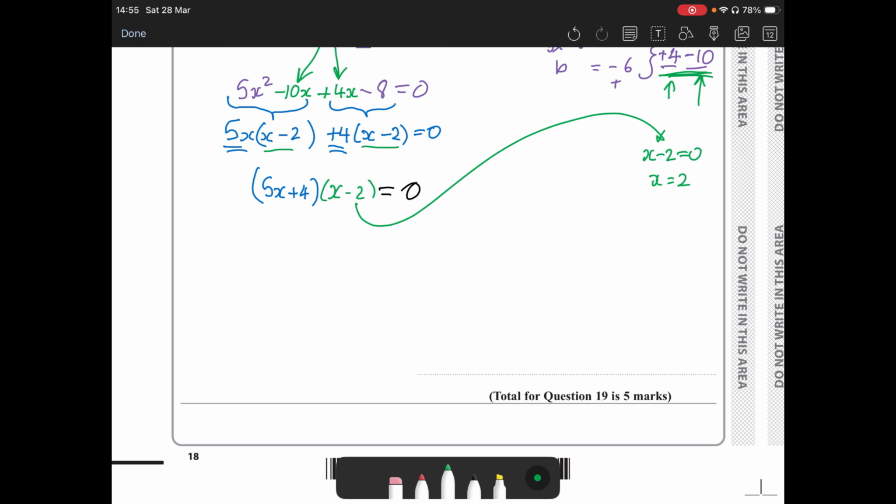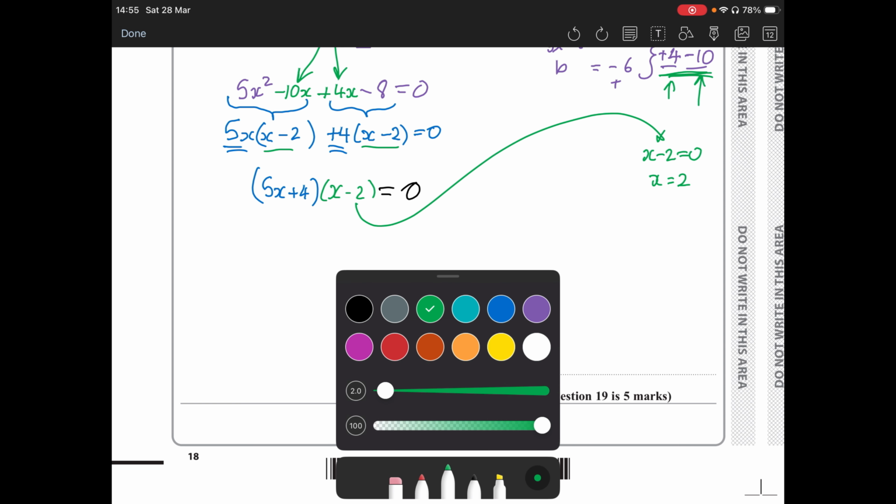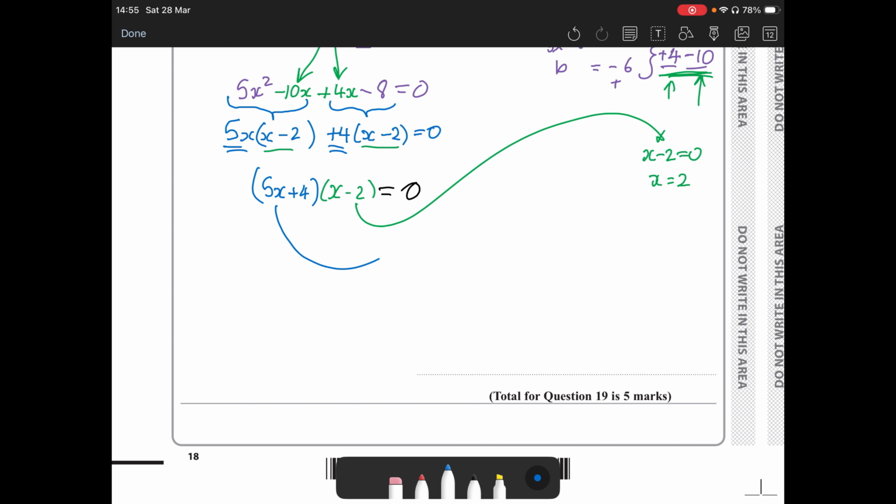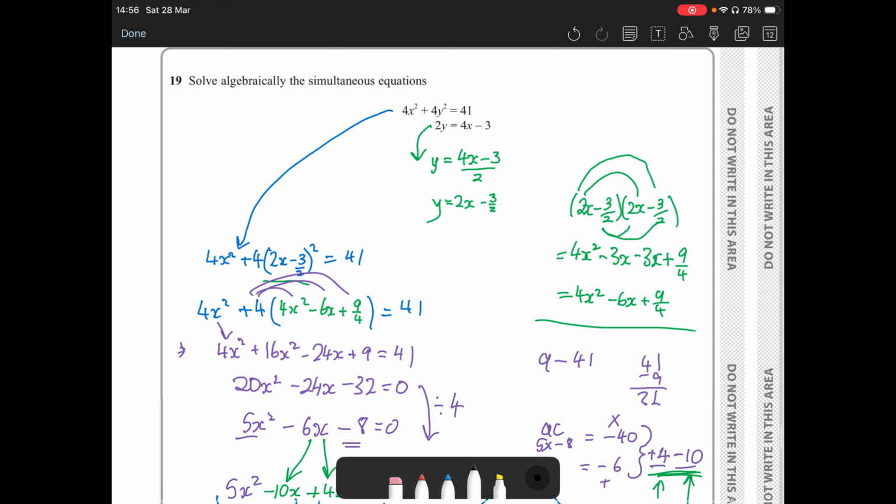But there's also a second solution. What about if this bracket was... Hang on, I meant to do this in blue just to signify. So what if that first bracket was 0? Well, you would get 5x plus 4 is 0. So with a bit of magic, 5x equals minus 4. x could also be equal to minus 4 fifths. So we do need to solve for both sides because there are two solutions here.